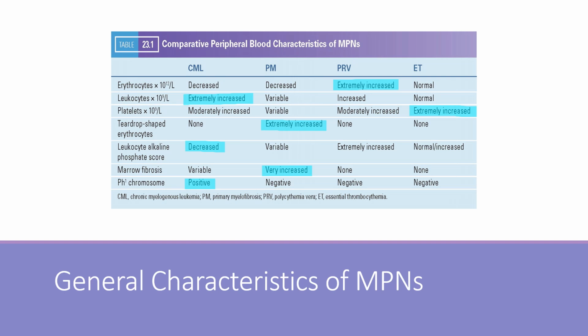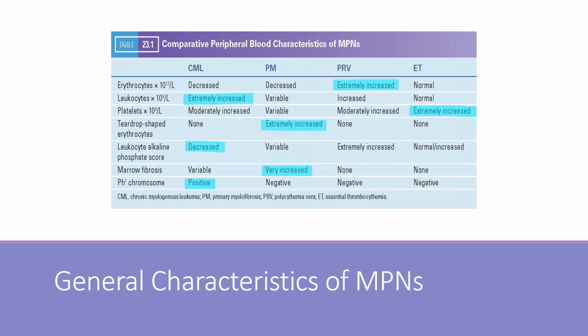In terms of our polycythemia vera, we're going to see very increased erythrocyte count because this is a proliferative disorder of the red cell line. We're going to see an increase in leukocytes as well, a moderate increase in platelets. There's not going to be any morphology issues, but there will be an extremely increased LAP score. There's not going to be any myelofibrosis associated with the PRV or the polycythemia vera, and it will be negative for the Philadelphia chromosome.